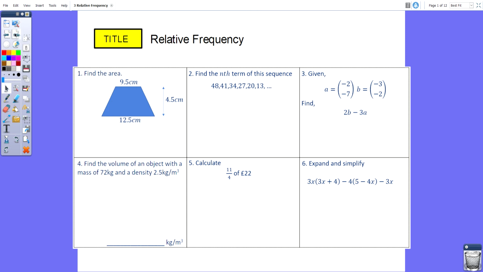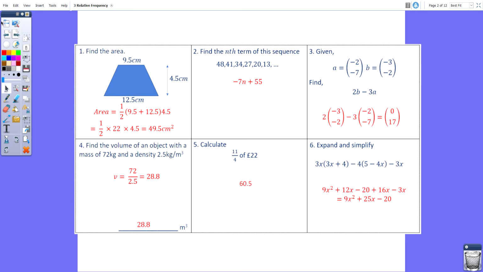Okay, you should have done all 6 of these now, so with your red pens, can you please tick them if they're right and change them if they're wrong. Remember, feel free to pause the video if you need more time to mark, but we're going to move on.